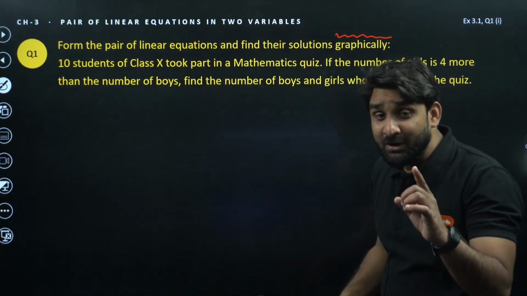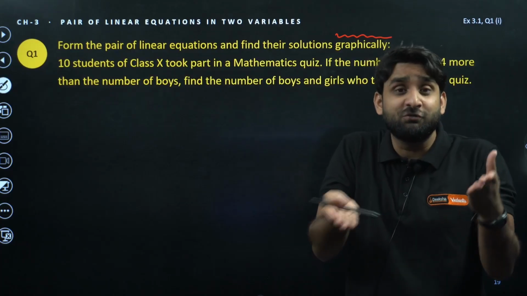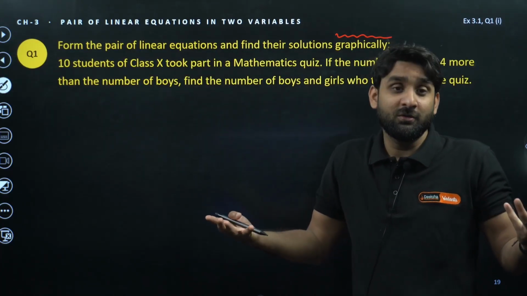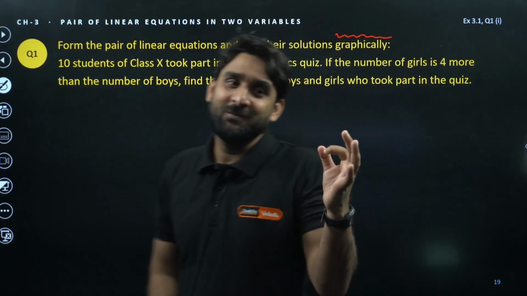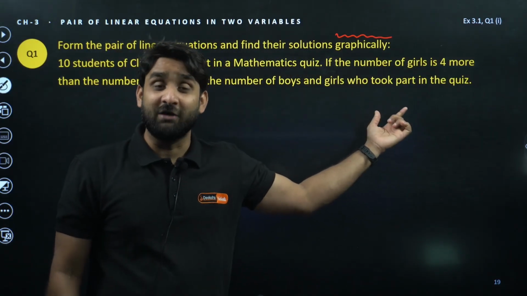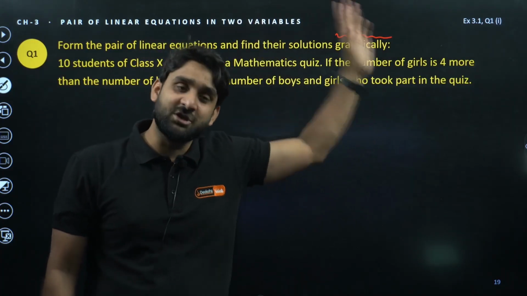So the question is asking us to find out the number of boys and girls. Both are unknown. We don't know them, so we have to let those values. Whatever is in the last line, what the question is demanding you to find, always let that. Assume anything. Then read the question and make an equation.